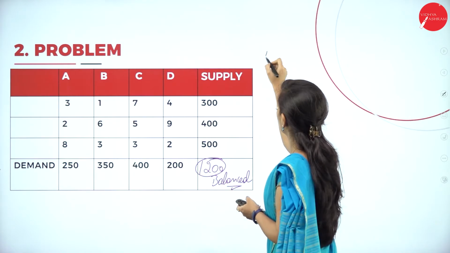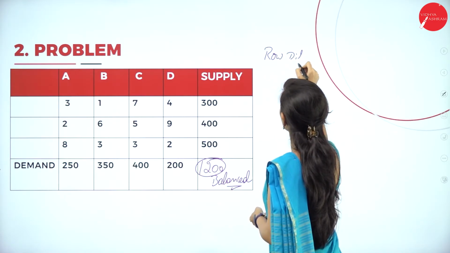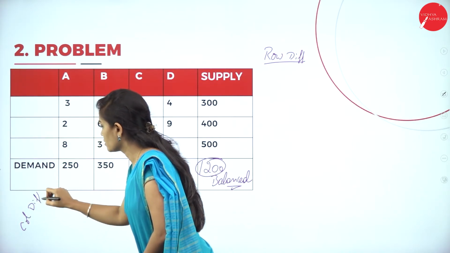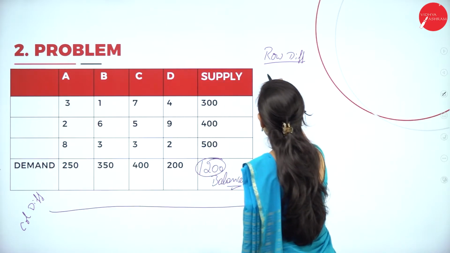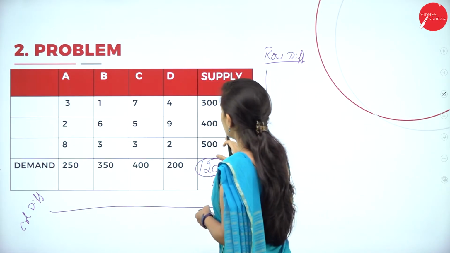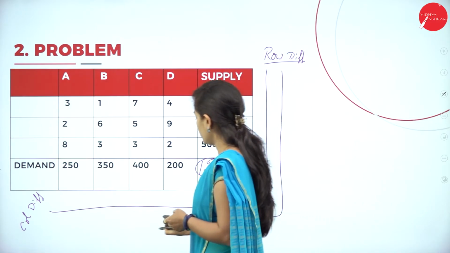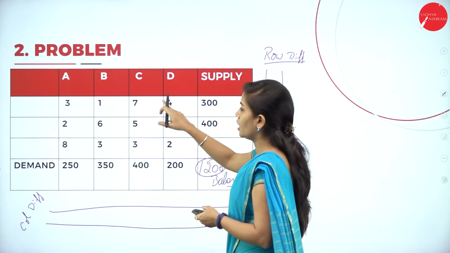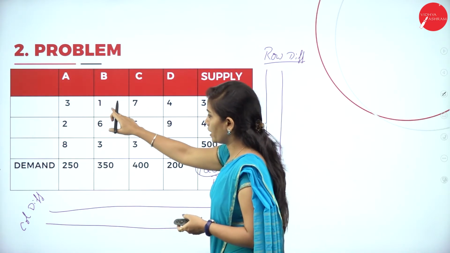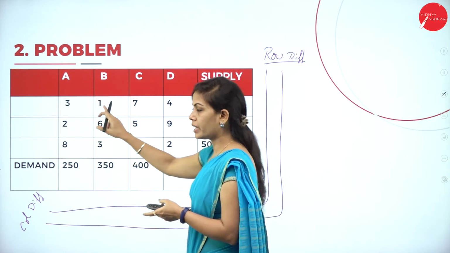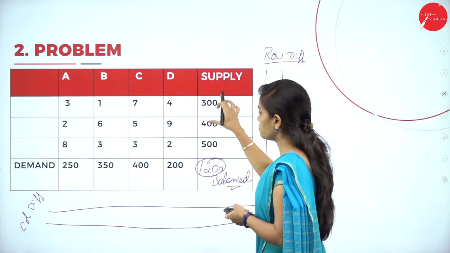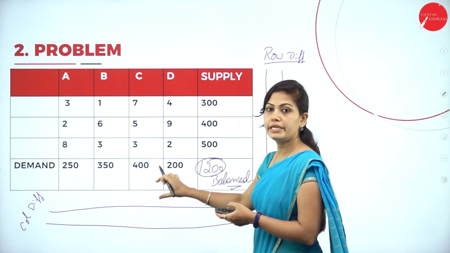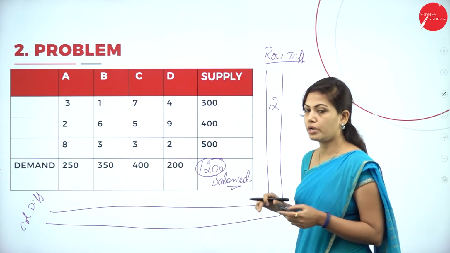So what is the first step? We have to find row difference and column difference. So first I will consider the first row and first column. So this is your first row. Here least value is 1 and the next least value is 3. 3 minus 1 is 2. Except this supply and demand, you can consider this matrix value. No need to consider this supply value and demand value for finding the row difference and column difference.